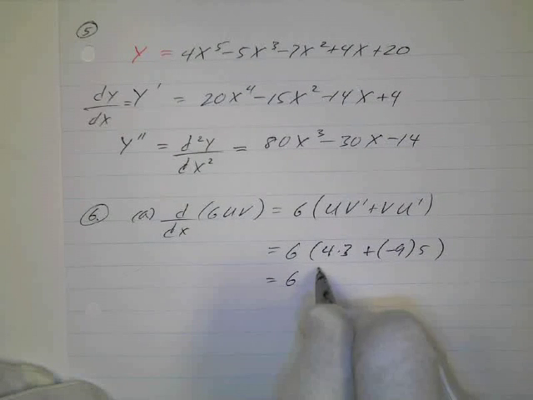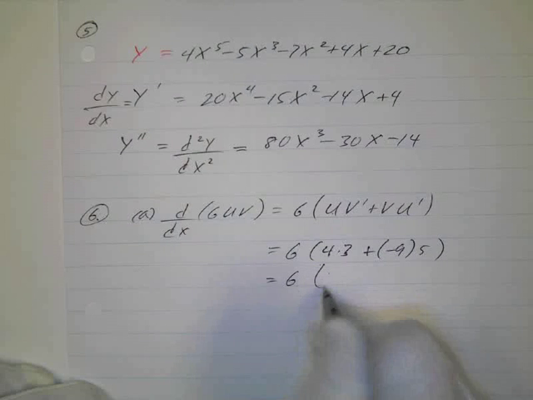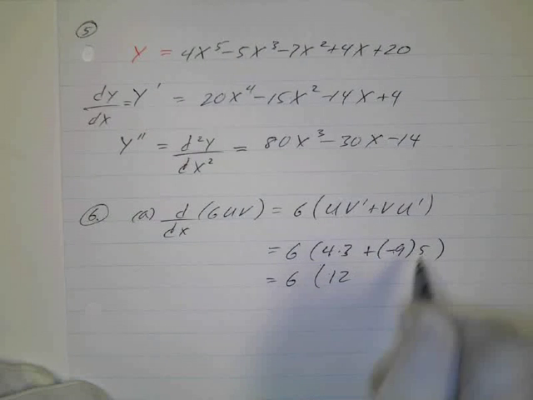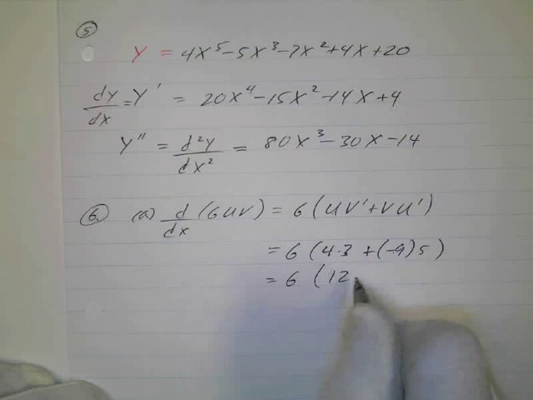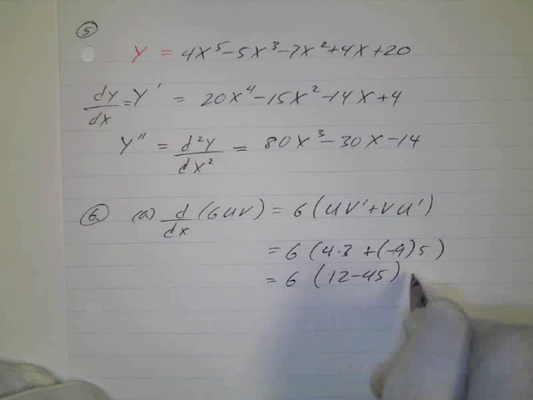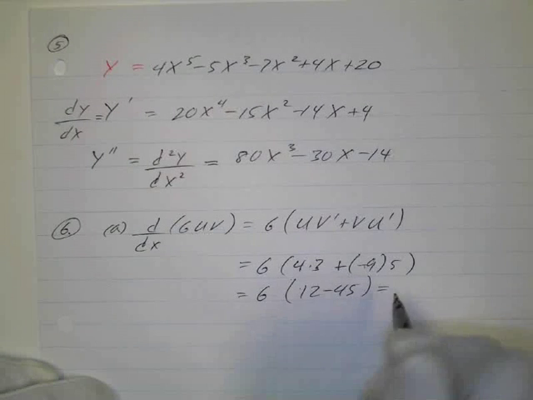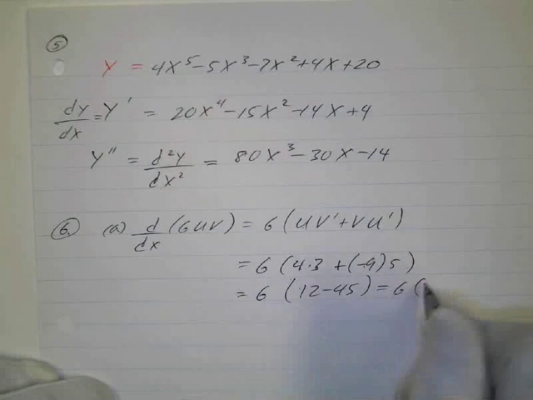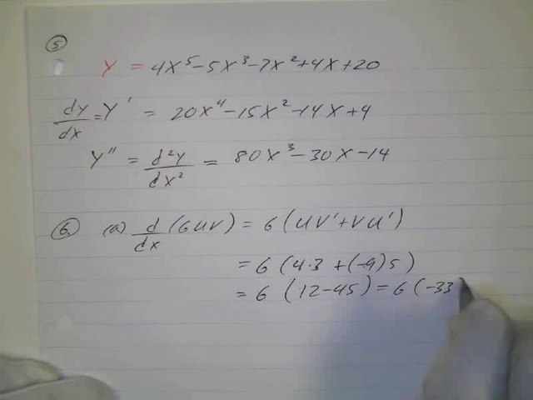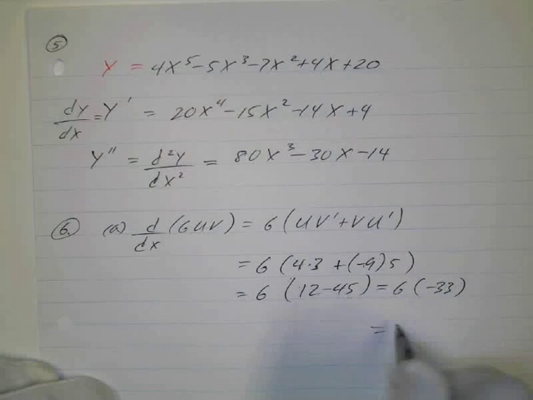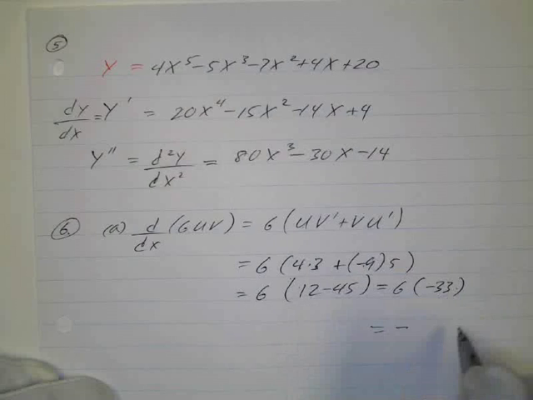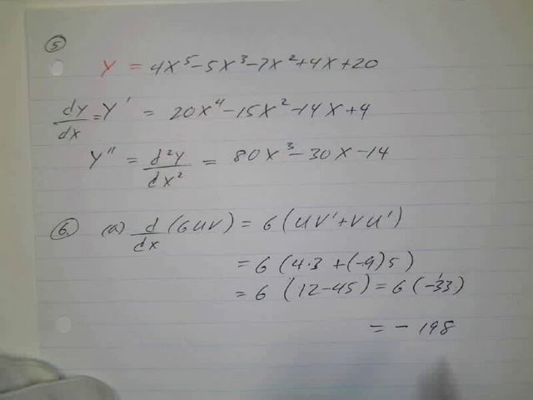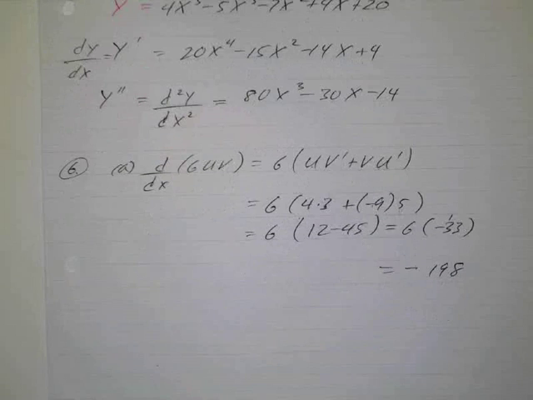That was equal to 6 times, and 4 times 3 is 12, and negative 45. And that was equal to 6 times negative 33. And that equals, and a positive times a negative is a negative, 6 times 3 is 18, carry 1, 18, 19, 198. So you better be able to multiply a little bit because you won't have a calculator on this.